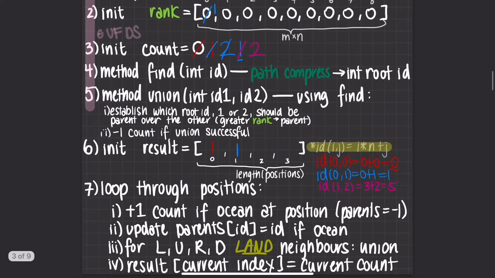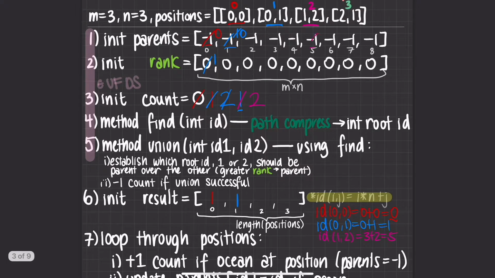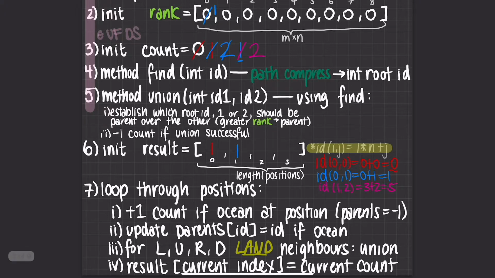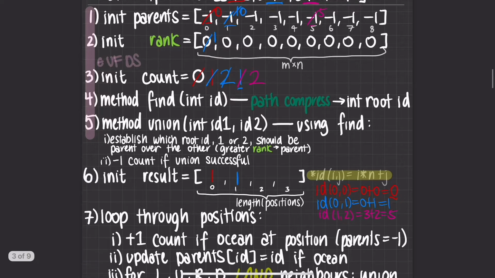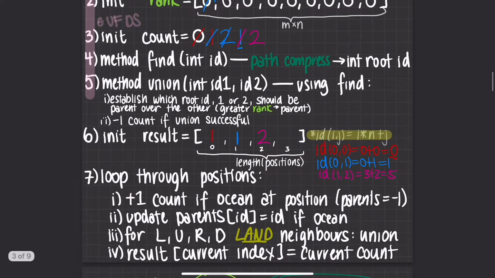Okay. And now we update the parent's ID to itself since it is an ocean. So we make this 5 to represent the 1, 2's respective ID. And then for up, down, left, and right, we check if any neighbors are land. Well, up, down, left, right of 1, 2, as of right now, there are no lands. They're all -1 for parents. So we don't change anything to the total count, and we just add the count to index 2.